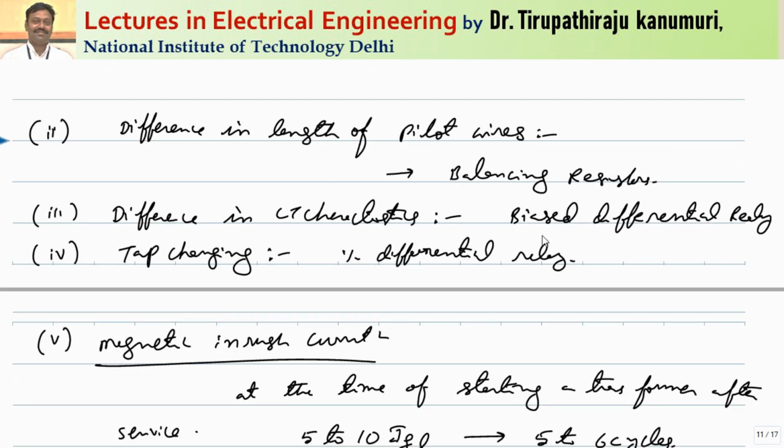Other problems associated with differential protection include the difference in the length of the pilot wires. Because of this, the resistance of the two sides of your pilot wire will be different. As the current is continuously passing through them, the voltage dropped across these two conductors, or two sides of your relay, may not be the same, and that leads to circulating currents. So that creates the problem. That problem can be solved by either going for a balancing resistor or going for a biased differential relay. These things we have discussed in biased differential relay protection.